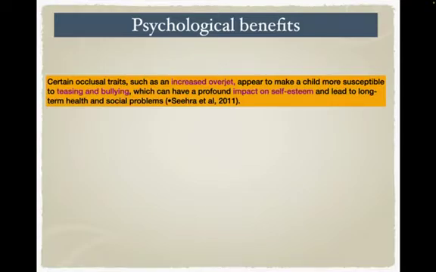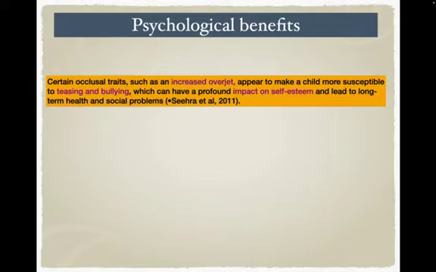So what happens sometimes at school is that the kid has an increased overjet. This increased overjet, for example, which is the most common kind of malocclusion, means the kids get teased and bullied. So he gets teasing and bullying because of his increased overjet or because of his malocclusion. And that will affect his self-esteem.